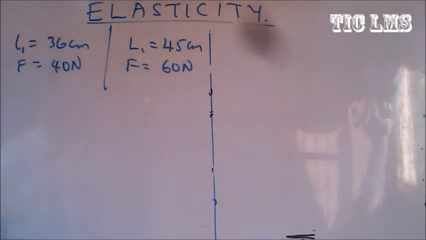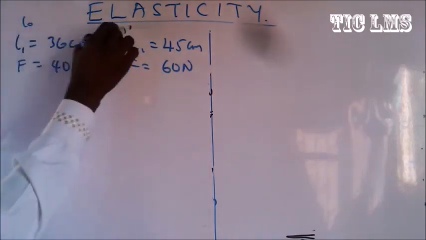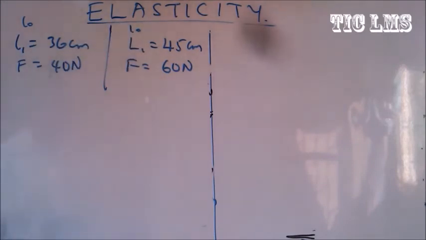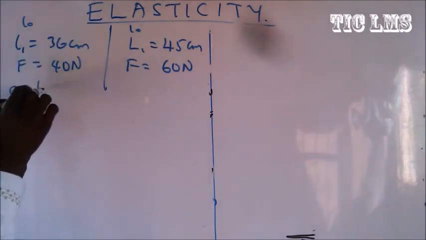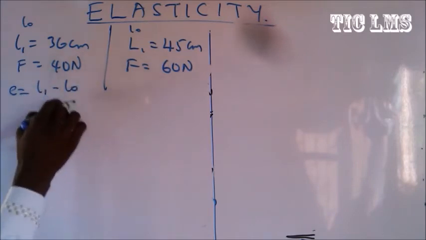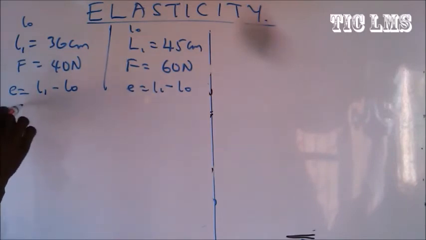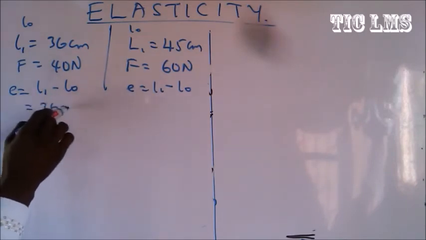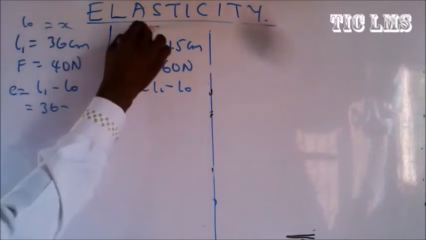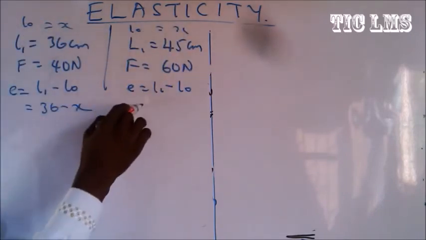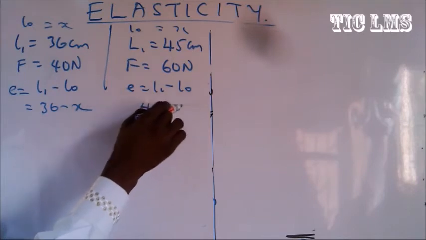Now we are told to find the original length. In each case we do not know the original length, neither do we know the extension. But one thing we should note is that their elastic constants are the same. Hence, we can have it here that the extension equals the new length minus the original length. Likewise here, new length minus original length. So we have the extension to be equal to 36 minus, let's take the original length to be x, so that's 36 minus x. And here we have also 45 minus x.